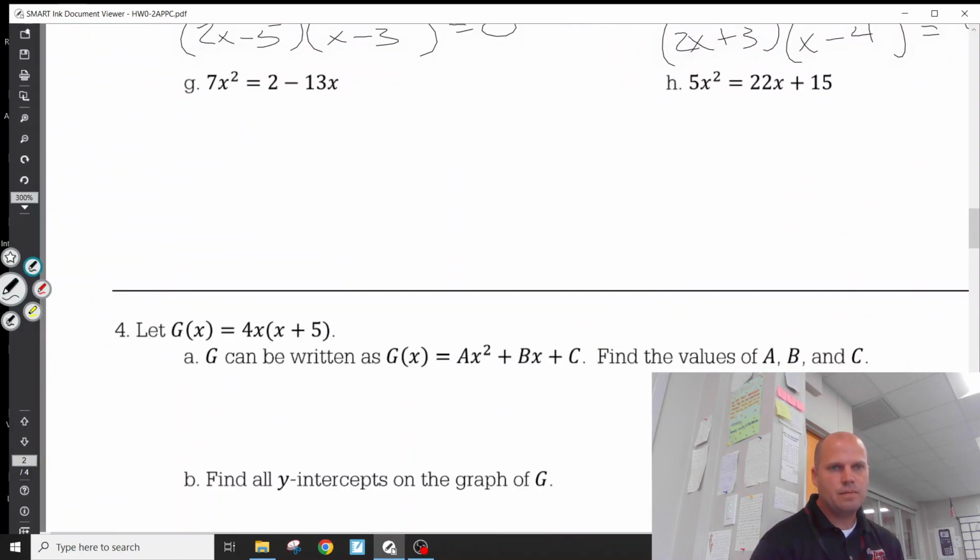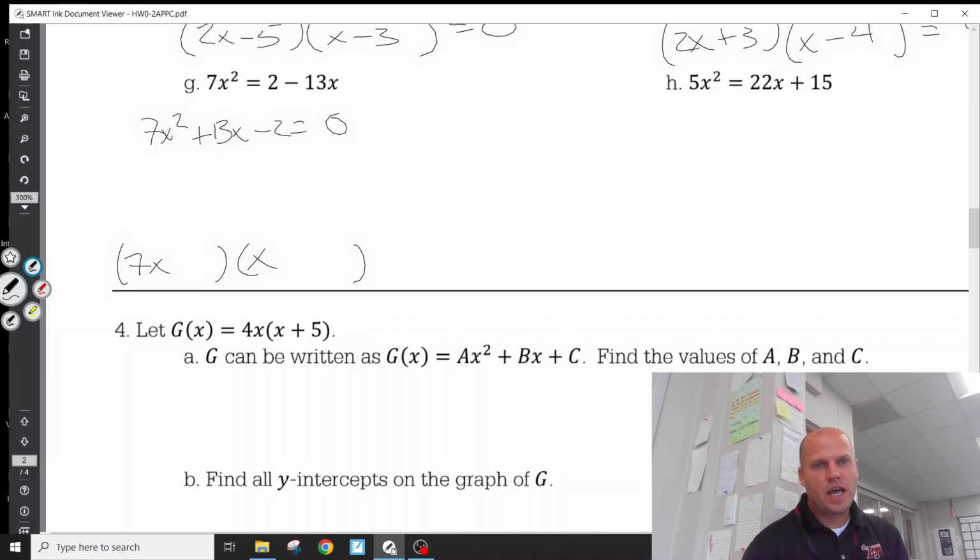All right, let me show you G by guessing and checking. You got to add 13x, you got to subtract 2. I know we have to have 7x and x to get 7x squared. There's no other combinations. I know I got to have a 2 and a 1 to have negative 2. Now I know that to get 13x, I'm going to need like 14 x's somewhere. So I'm going to go ahead and make that a positive 2, and I'm going to make that a negative 1. Why? Because I know it's going to be 14 x's and negative 1x. This is an easy one to guess and check.